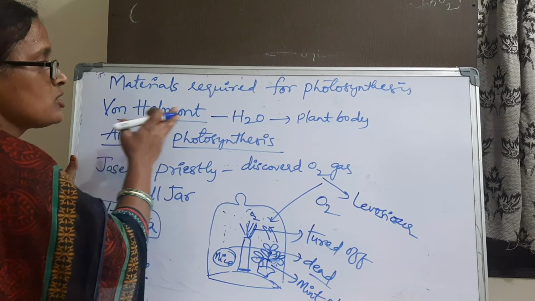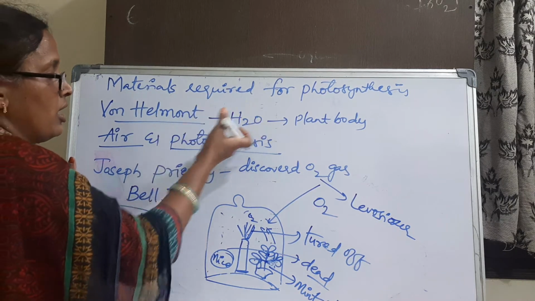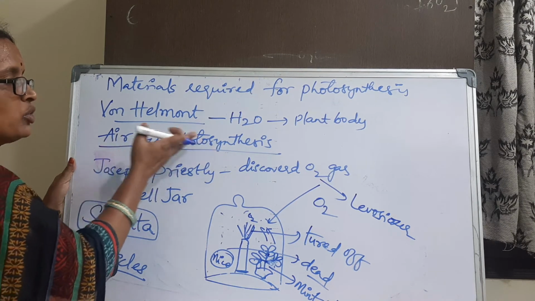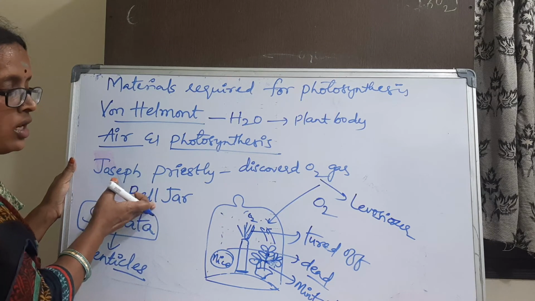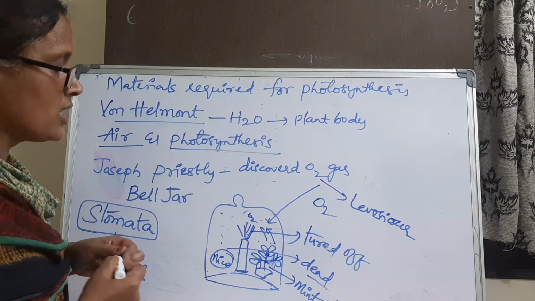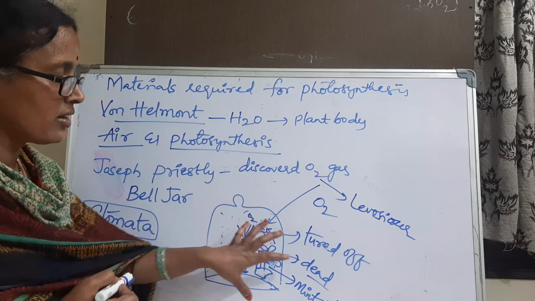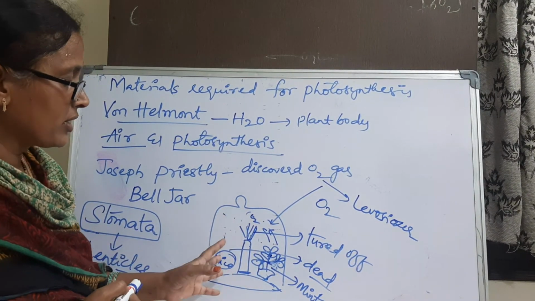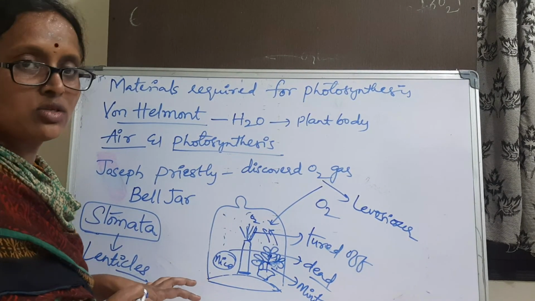Some scientists, like Van Helmont, thought that the plant body mass is increased due to water taking, and the role of air in the process of photosynthesis. Further, Joseph Priestley did an experiment using the bell jar, the bell jar experiment, and finally he concluded that the harmful gases released by the burning candle and mice are restored in the plant. Simply we can say that oxygen is used and carbon dioxide is released during the process of respiration, and that is restored in the plants. Okay children, thank you.